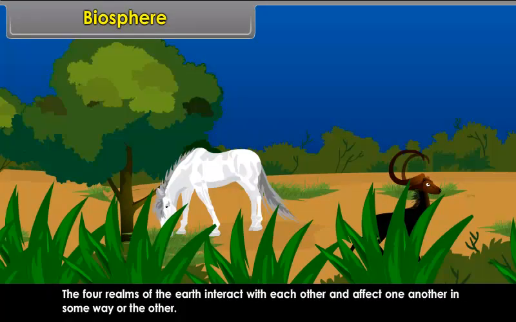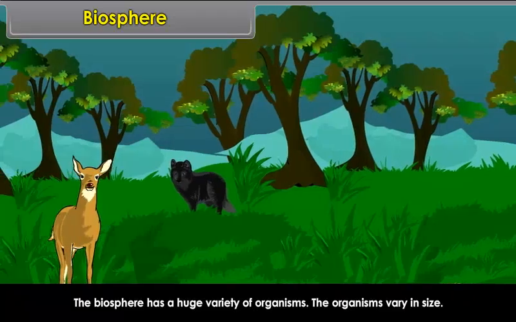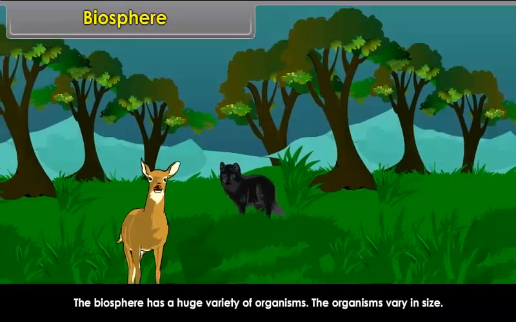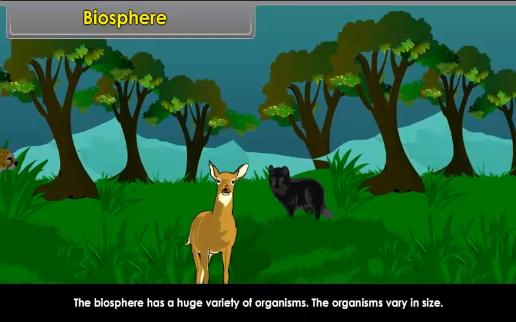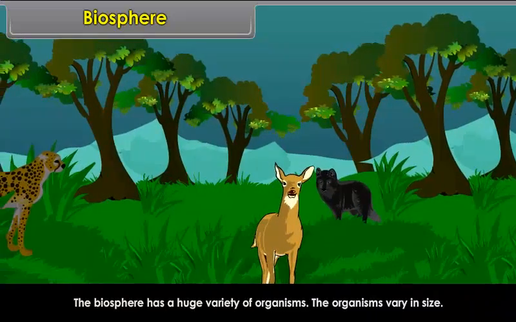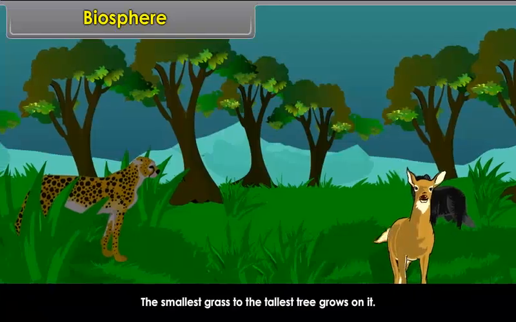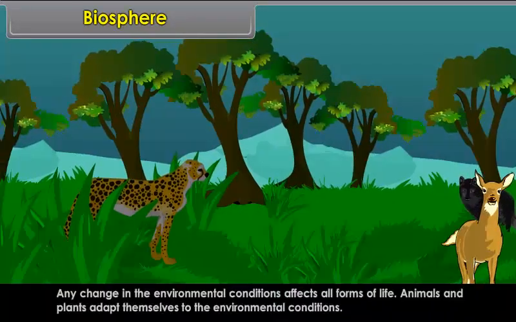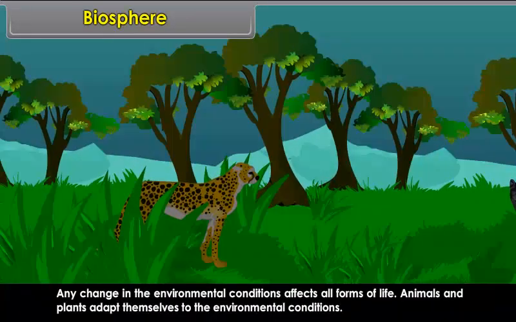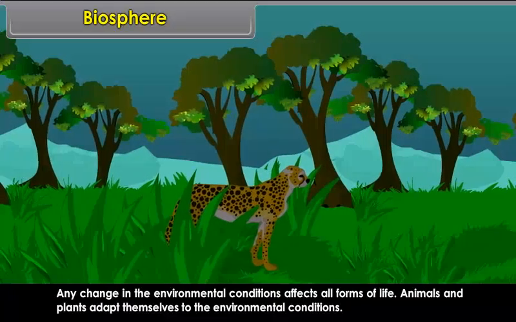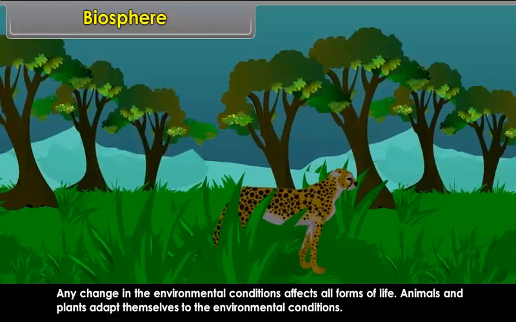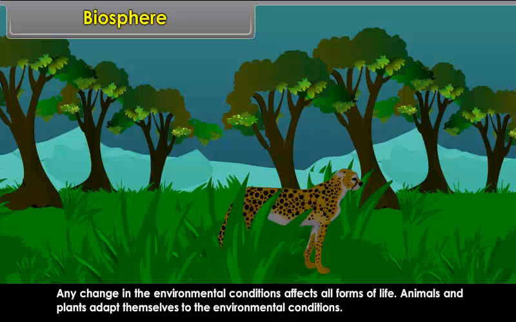The 4 realms of the earth interact with each other and affect one another in some way or the other. The biosphere has a huge variety of organisms. The organisms vary in size. The smallest grass to the tallest tree grows on it. Any change in the environmental conditions affects all forms of life. Animals and plants adapt themselves to the environmental conditions.